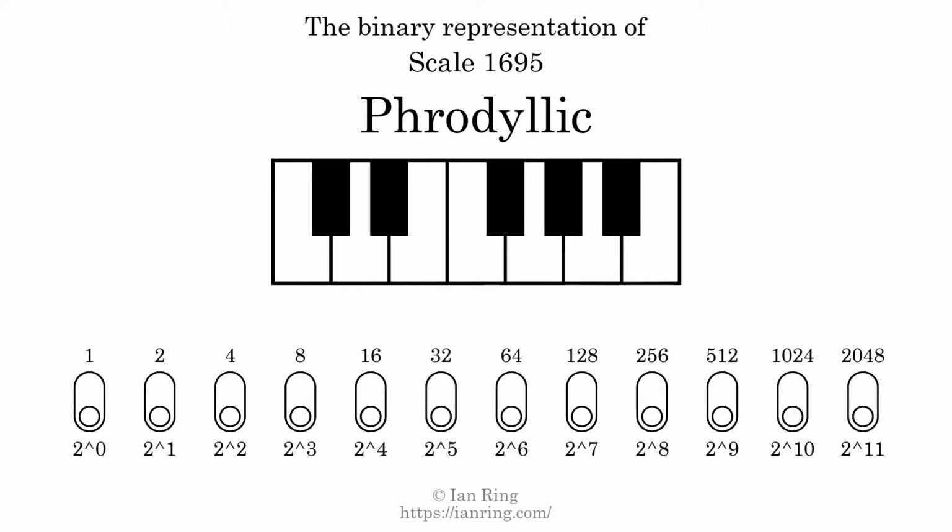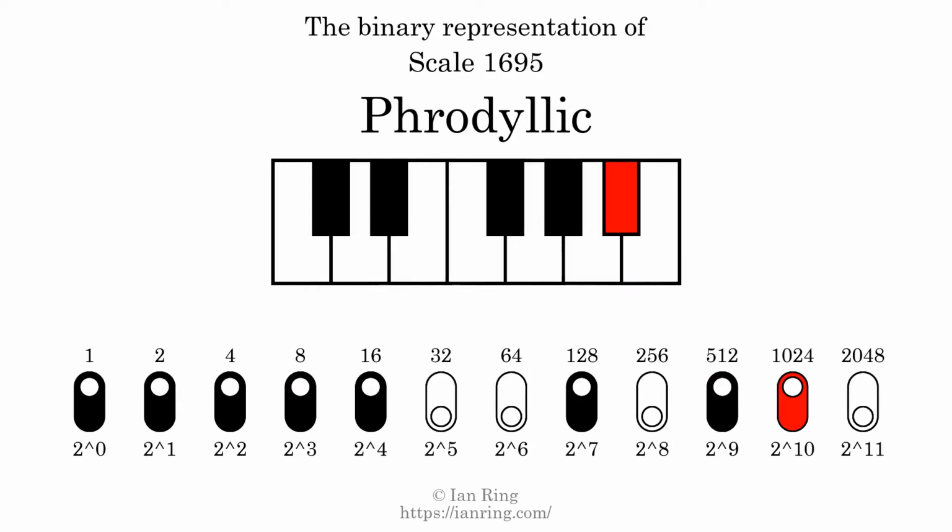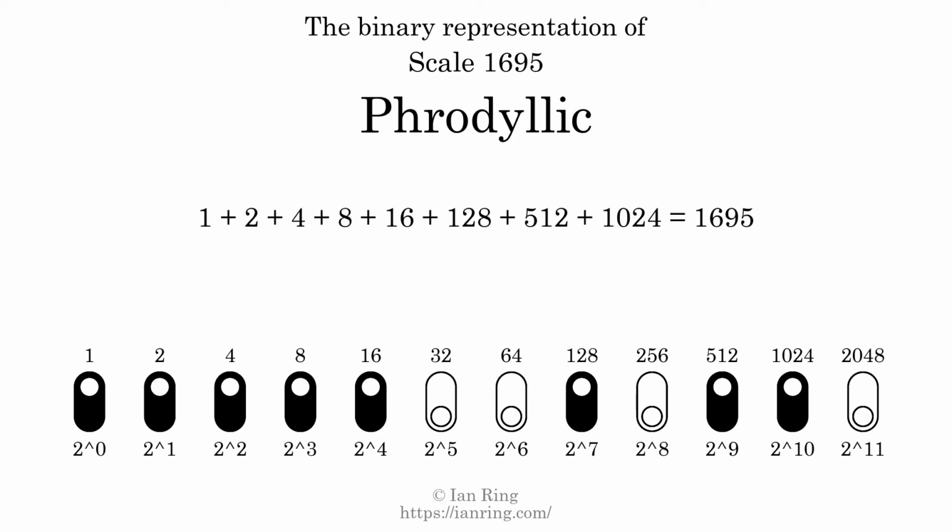The binary representation of this scale is determined by mapping tones of the scale to binary digits. Each binary digit represents a power of 2. To get the scale number, we add the powers of 2 together. The powers of 2 that are present in the scale, all added together, equals 1695.